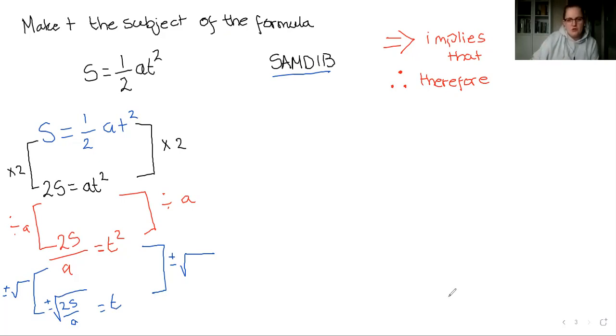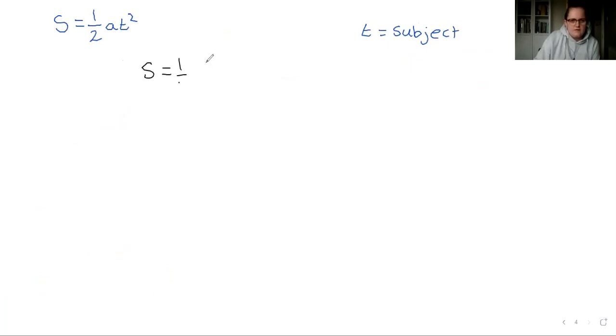Now I'm going to show you the next method for doing exactly the same one, but just using a different method. So we'll write out the equation again. We've got s equals 1/2 at squared. We want t to be the subject of this equation. So first of all, rewrite the equation. Let's start in the middle this time. So we've got s equals 1/2 over at squared.